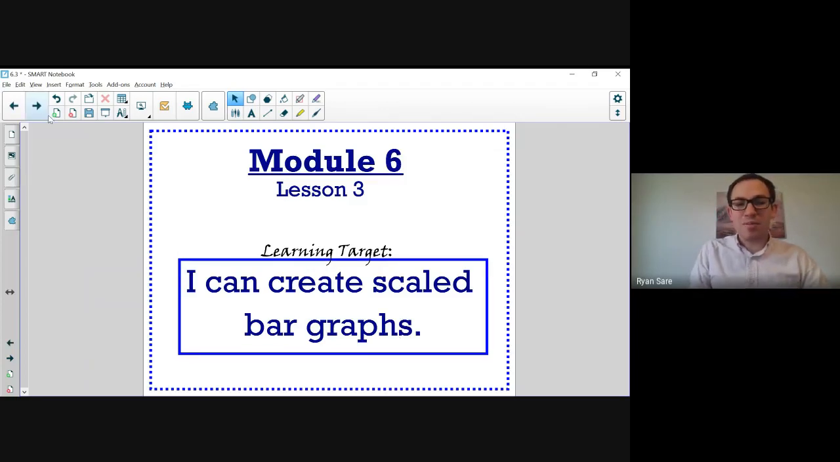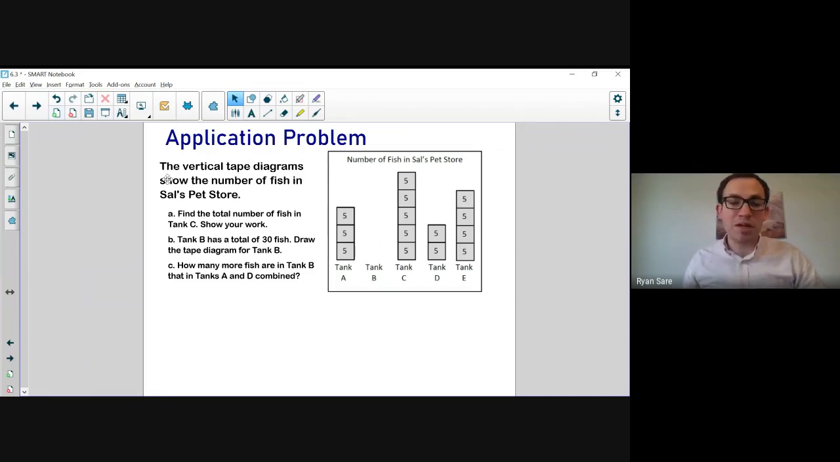Let's look at the application problem for today. Just a reminder, I want you guys to try this problem out. So after I read it, give it a shot, pause the video, keep it up on your screen so that you can still see it, okay?